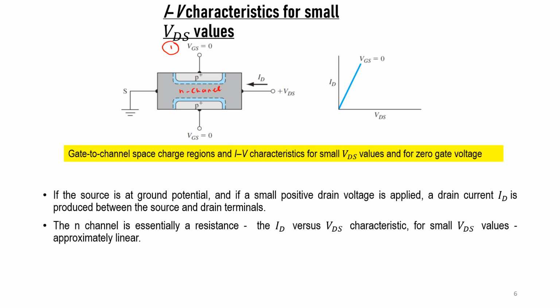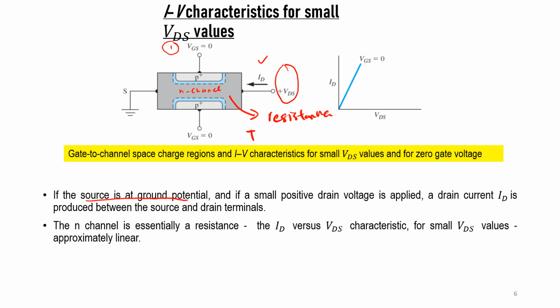Okay, so there is a p-type substrate that attaches between two channels, which also attach to the gate terminals. Now let's say the source is at ground potential and a small positive VDS is applied to the NJFET. A drain current is produced between the source and the drain terminals. So the N channel is basically a resistance, right? The resistance is small here.